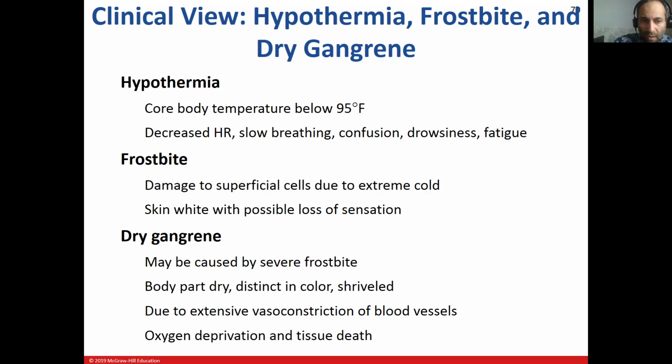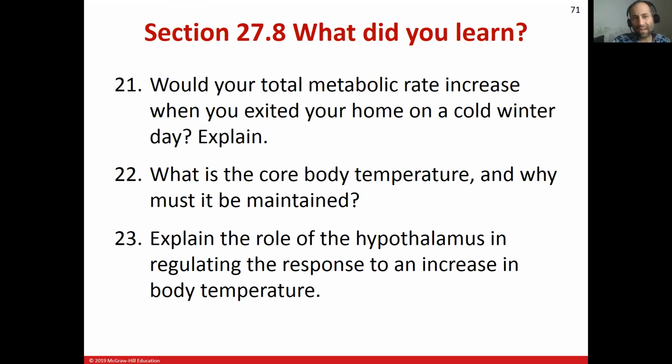It's necrosed anyway. So would your total metabolic rate increase when you exited your home on a cold winter day? Absolutely. Best way of losing extra calories. What is the core body temperature? 98.6 degrees Fahrenheit, 37 degrees Celsius. Why must it be maintained? Because your enzymes function and your metabolism functions within very narrow limits of temperature. So if your temperature fluctuates too much, your enzymes will get denatured, your metabolism will stop. Explain the role of the hypothalamus in regulating the response to an increase in body temperature. Hypothalamus will sense this and cause your sweat glands to secrete more sweat and will cause vasodilation in your skin arteriole so you can lose more heat to the environment.